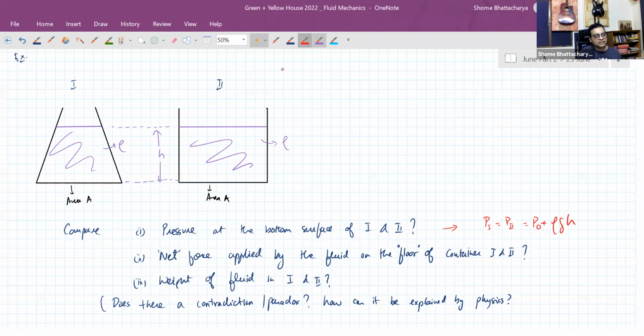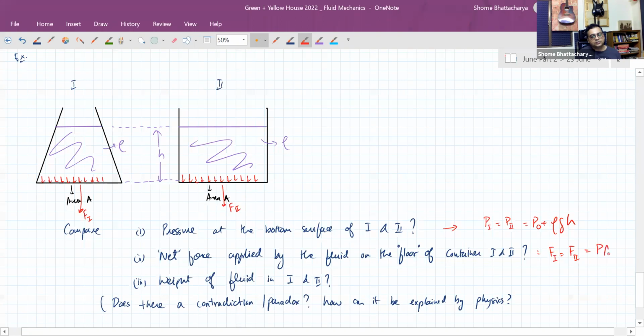So then what is happening is that the force that is acting on this bottom surface is the same in both the cases. These small force into area vectors, collectively they apply a net force, like a normal reaction type of force. So they'll both be the same because the areas also are the same. So F1 will be equal to F2, which will be equal to this pressure into area, where this pressure is this thing.